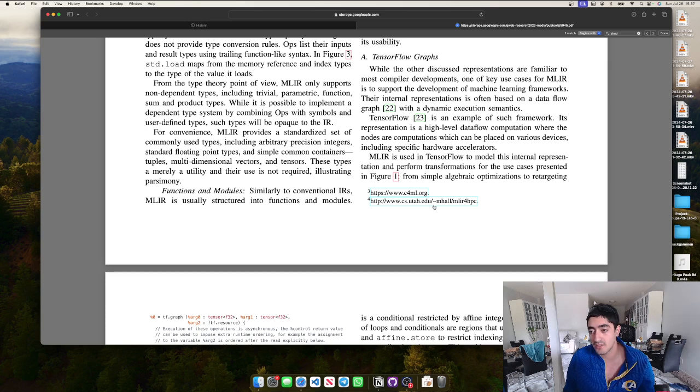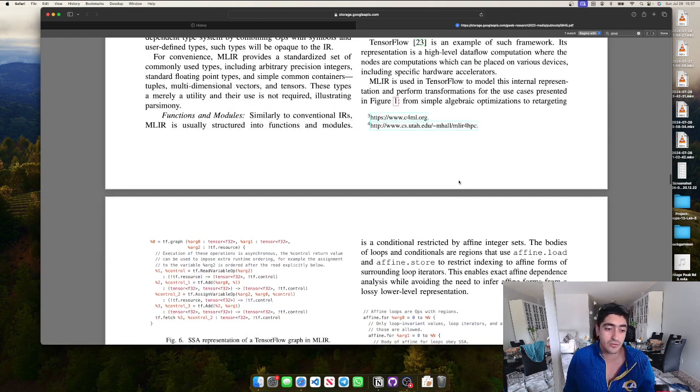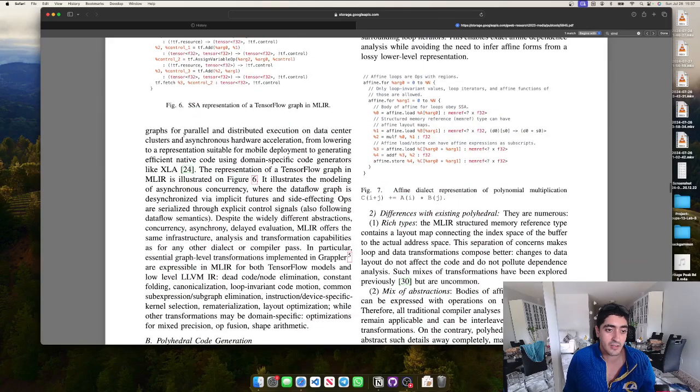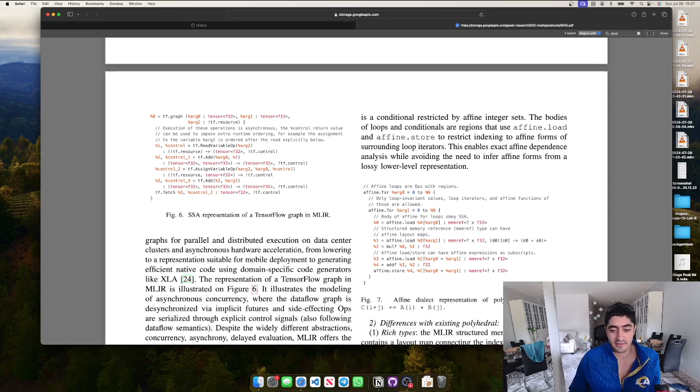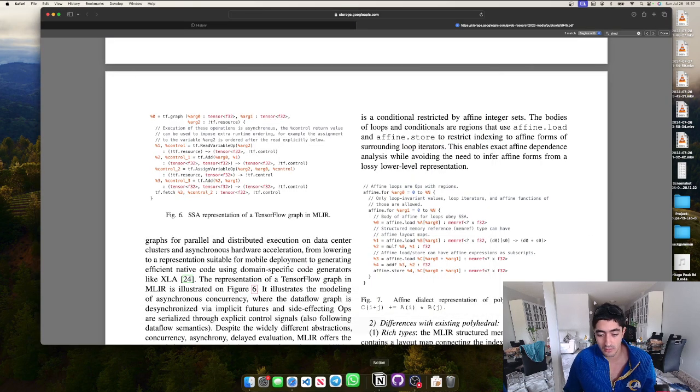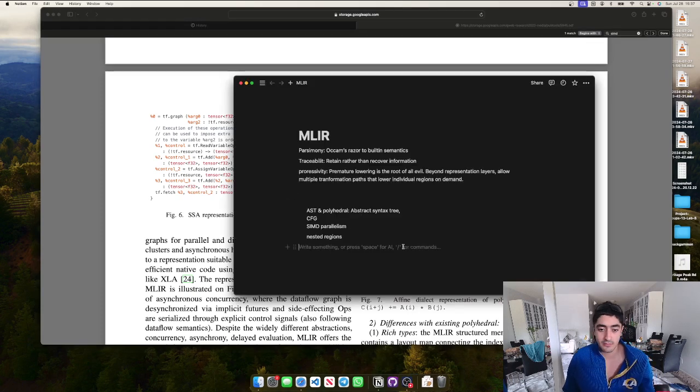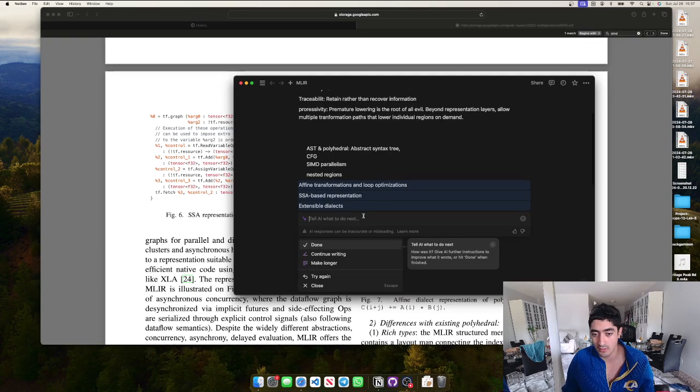For the use cases presented in Figure 1, from simple algebraic optimizations to targeting graphs for parallel and distributed execution on data center clusters and asynchronous hardware acceleration, from lowering to a representation suitable for mobile deployment to generating efficient native code using domain-specific code generators like XLA. Well, that's interesting. What is XLA?